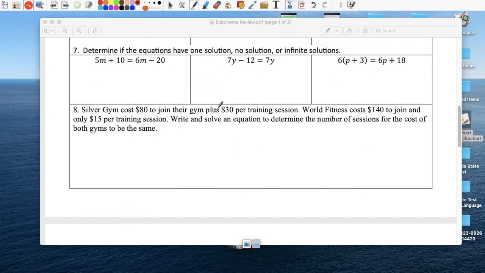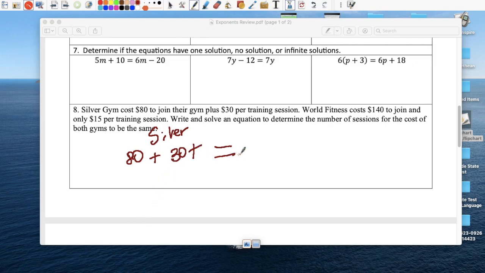A word problem. Silver Gym costs $80 to join and $30 per training session. World Fitness costs $140 to join and $15 per training session. Write and solve an equation to determine the number of sessions for the cost of both gyms to be the same. So when will they be equal to each other? So we're going to do that. Let's do Silver over here. Silver, I've got to pay 80 bucks, plus, every time I go there, I pay $30 per training session.